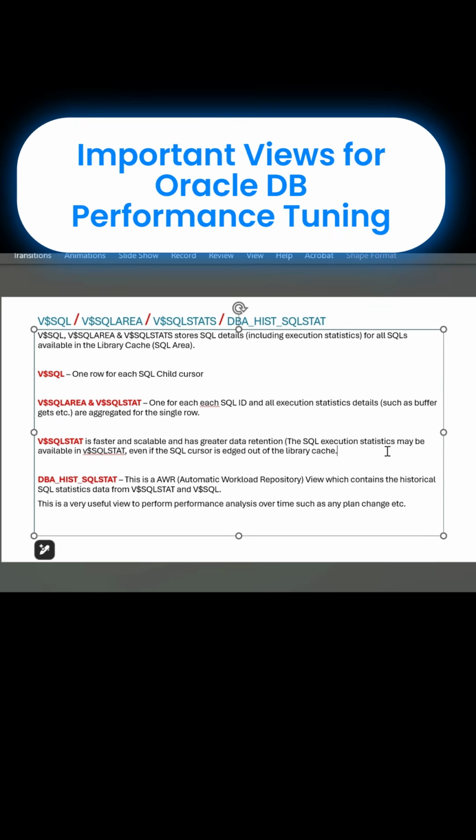The last one is DBA_HIST_SQLSTAT. This is an AWR view. It stores the historical information from V$SQLSTATS and V$SQL. This is very useful if you're doing a performance analysis over time, like if there's any plan change or if any disk reads or buffer reads have increased, things like that. So that's all about these four important views for your performance analysis. Thank you. Bye.